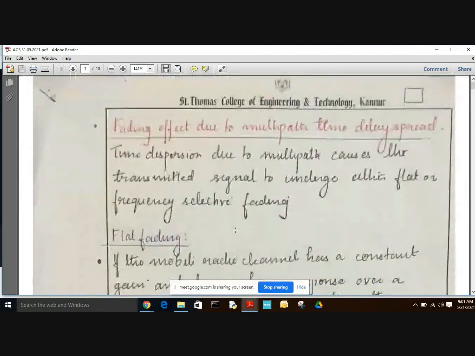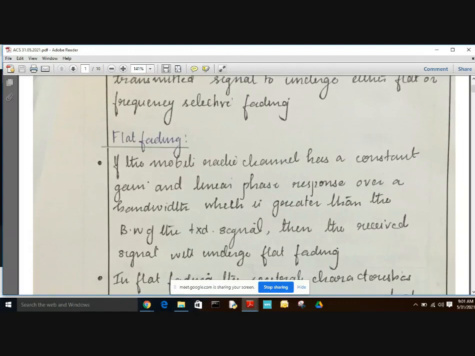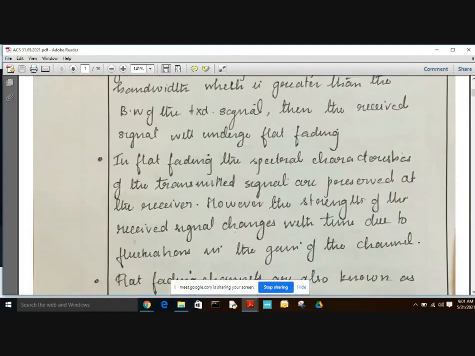This is about flat fading. That is, if the mobile radio channel has a constant gain and linear phase response over a bandwidth which is greater than the bandwidth of the transmitted signal, then the received signal will undergo flat fading. In flat fading, the spectral characteristics of the transmitted signal are preserved at the receiver.